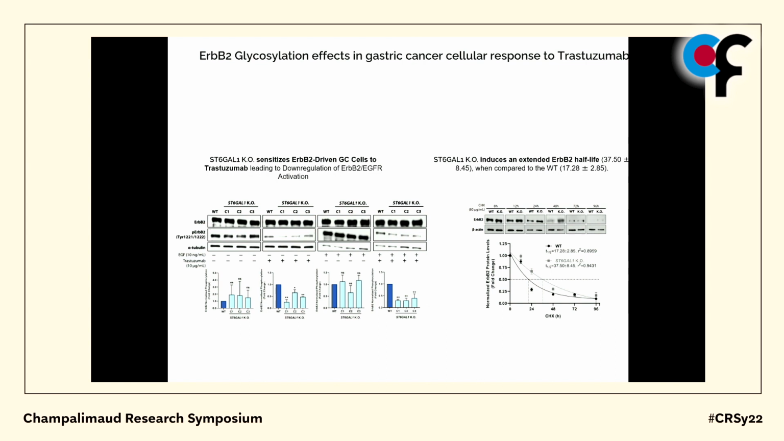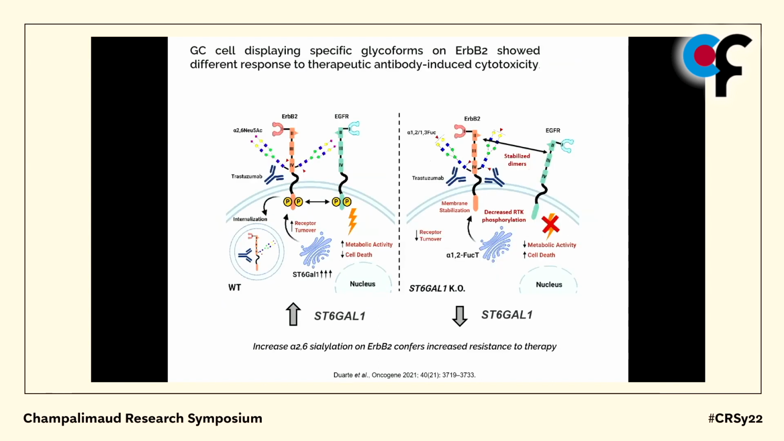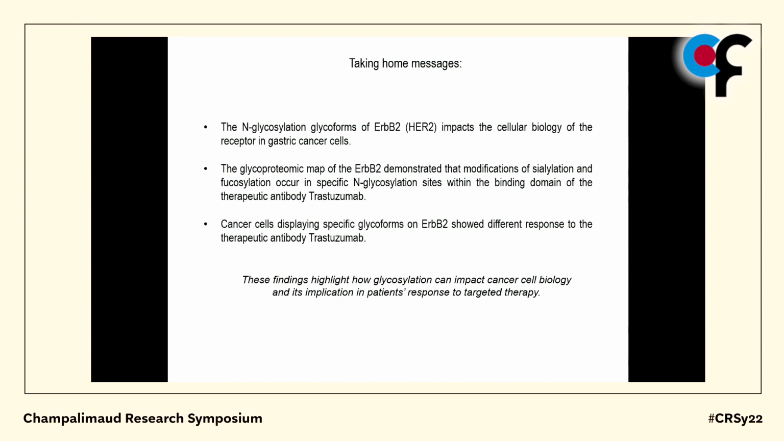So in summary of all this data and some that I didn't have time to show, we observed that gastric cancer cells display specific glycoforms on ERB2 and show different responses to therapeutic antibody-induced cytotoxicity. In fact, the increased alpha-2-6 sialylation of ERB2 confers increased resistance to therapy. And the take-home message at this stage is that the glycoforms of ERB2 impact not only the cellular biology of the receptor in gastric cancer cells, but also the glycoproteomic information shows that the modification of sialylation and fucosylation that can occur on ERB2 in cancer cells can change the activity and the response to the trastuzumab. Cancer cells displaying specific glycoforms of ERB2 show different responses to the therapeutic antibody.